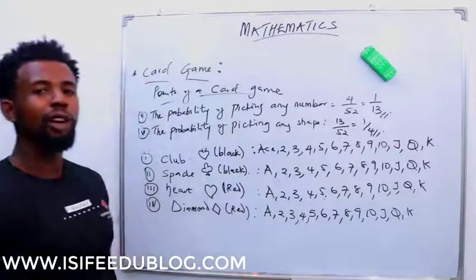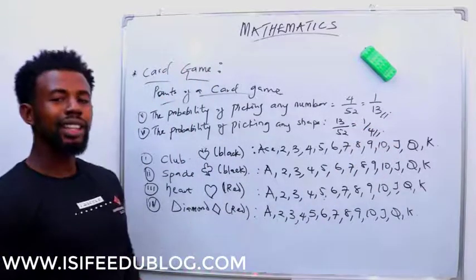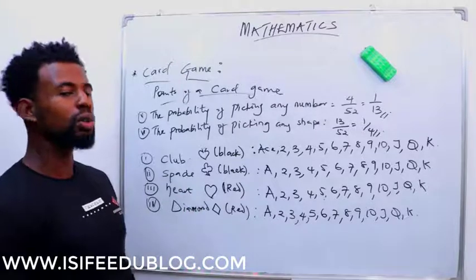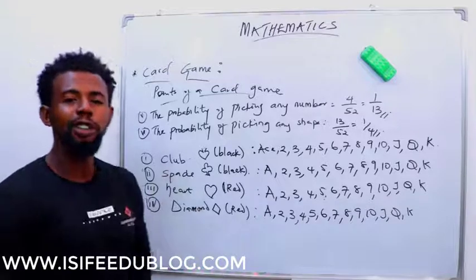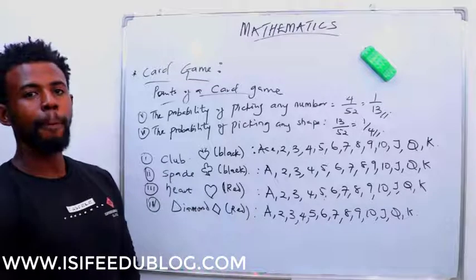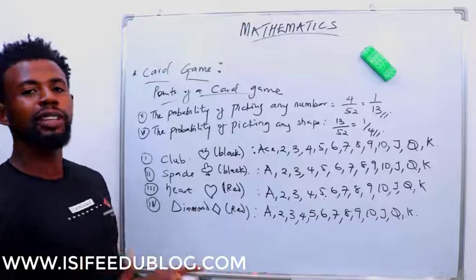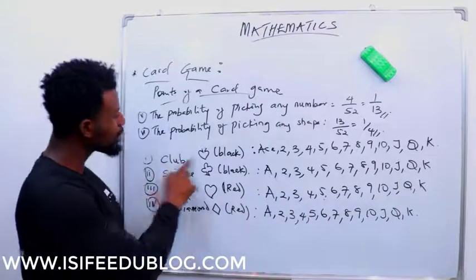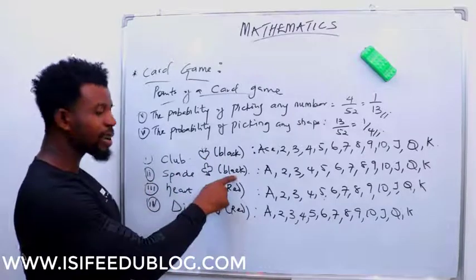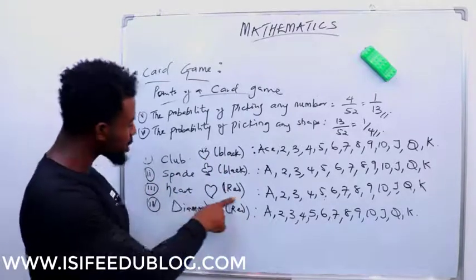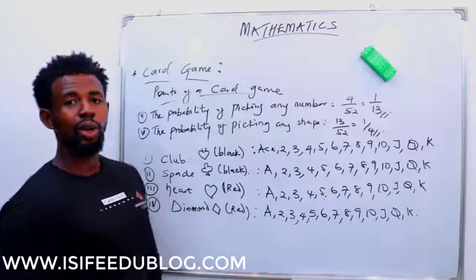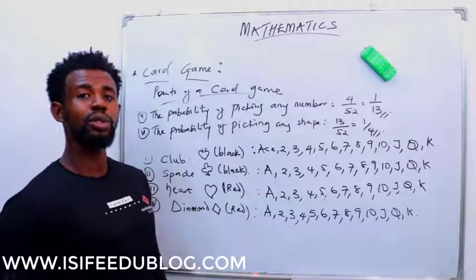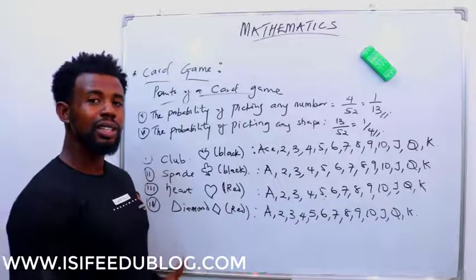So the probability of picking any shape in a pack of cards is 13 over 52, which is equal to 1 over 4. Now what about the probability of picking a color in a card game? Now remember what we said. We said that the club is black in color, a spade is black in color, a heart is red in color, and a diamond is what? Is red in color. So from a pack of cards we have just 2 colors, which is what? The red and the black.